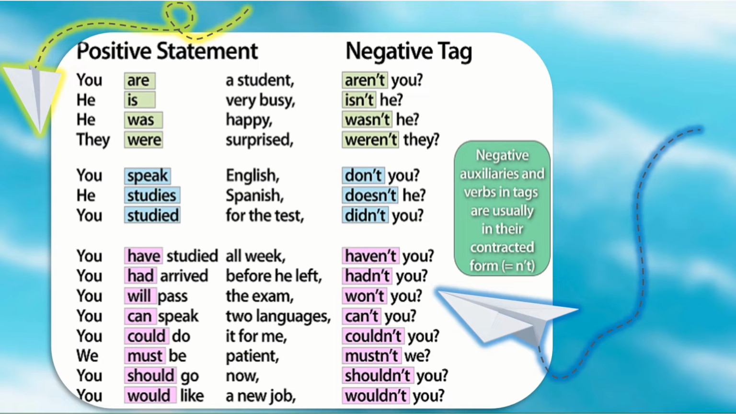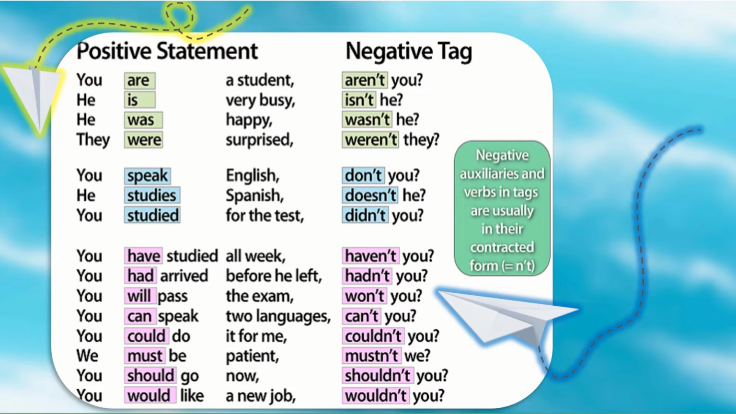If it is the verb be in simple present, you can use aren't or isn't in this case, right? Also, if it is in past, the verb be, you also need to use a negative tag if it is a positive statement. Also, if you have "You speak English, don't you?" "He studies Spanish, doesn't he?" "You studied for the test, didn't you?"